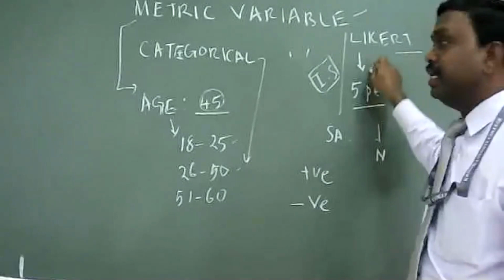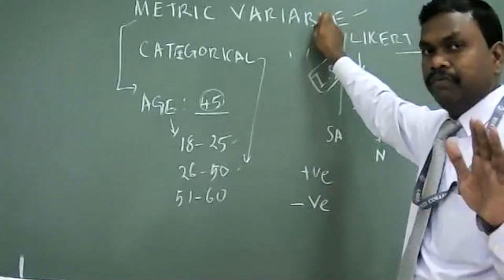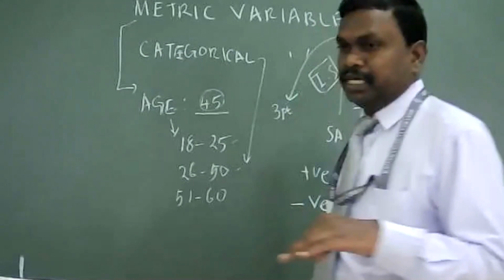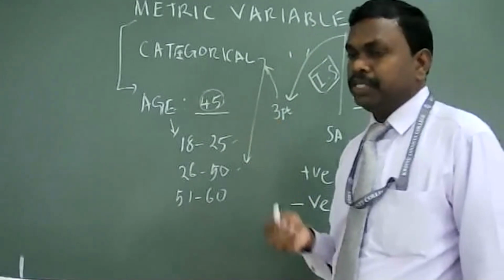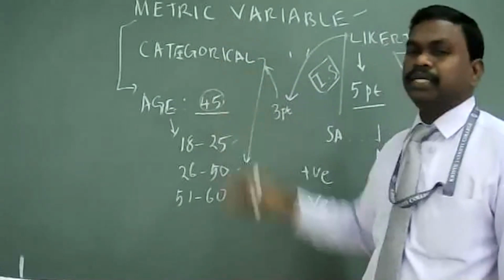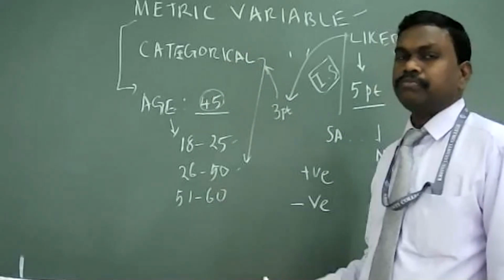Consider that you have used a Likert scale where the scale is only 3 points, a 3 point scale. Then it automatically becomes a category. So from your questionnaire, if you have it in your hand, you can just open your laptop and check what are the questions that come under metric, what are the questions that come under category. Categorical variables are usually measured in groups like this.